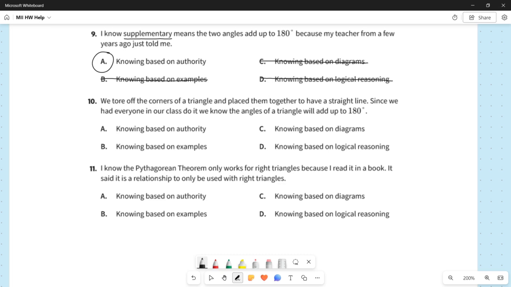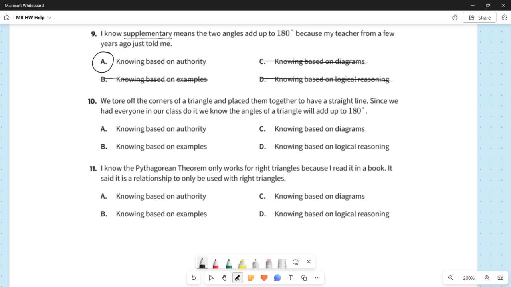Now, hopefully, it's a teacher. I don't know why a teacher would intentionally lie. So hopefully, the teacher knows what they're talking about. But luckily, in this case, the teacher does know what they're talking about because supplementary does mean that the angles add up to 180 degrees. And in other contexts, the authority does not necessarily need to be a person, right? So sure, it could be a teacher or a parent or an older sibling, whatever. There's lots of people that can be authorities.